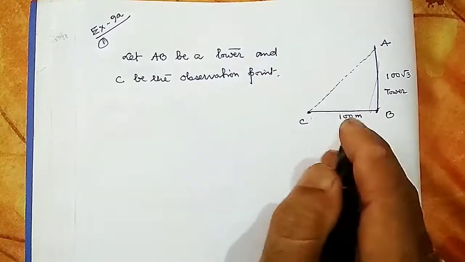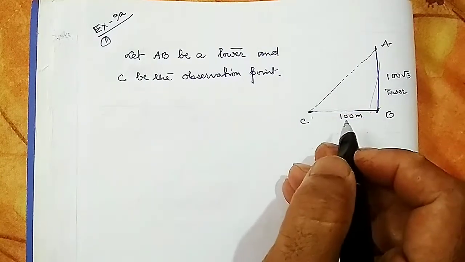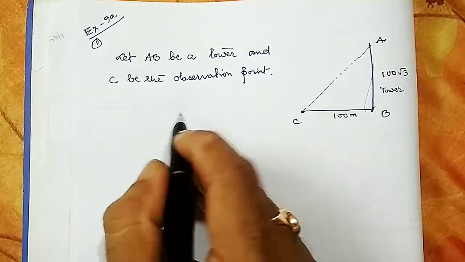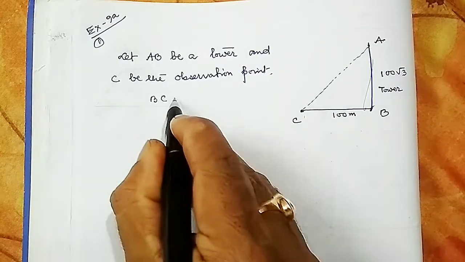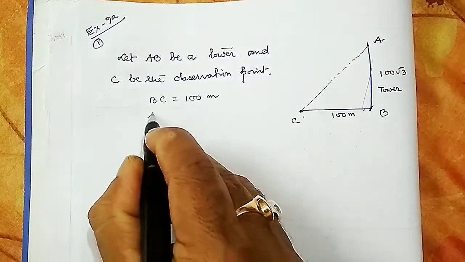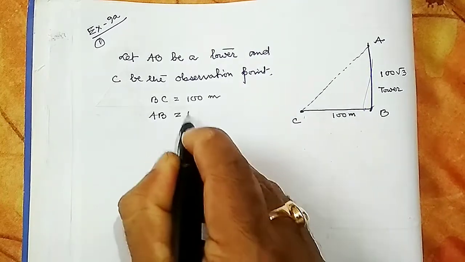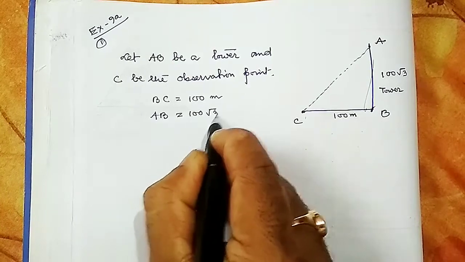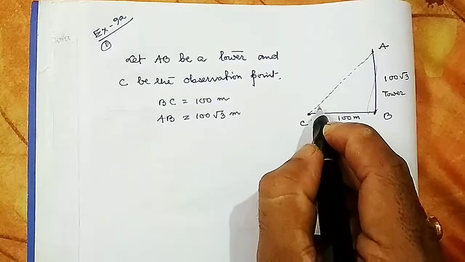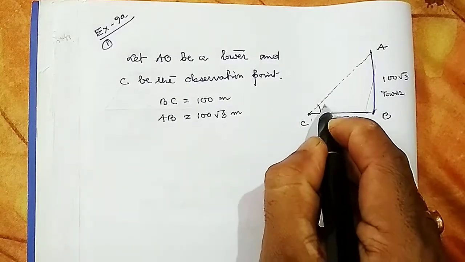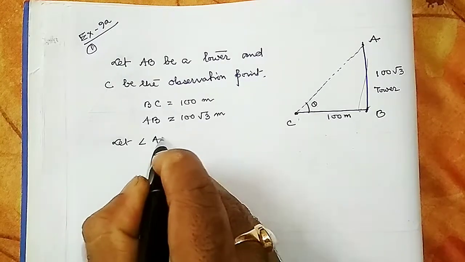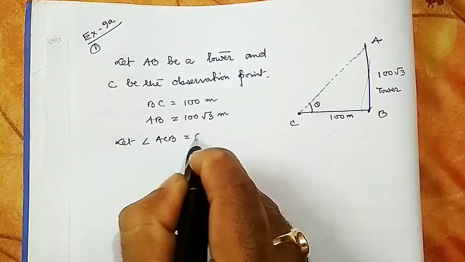Clear? Whenever you draw the figure, it is your responsibility to explain the figure first. Here BC is how much? BC equals 100 meter. AB is how much? AB equals 100 root 3 meter. These two are given in the question, and since it is not given, we can consider this angle to be, say, theta. Let angle ACB equal theta.